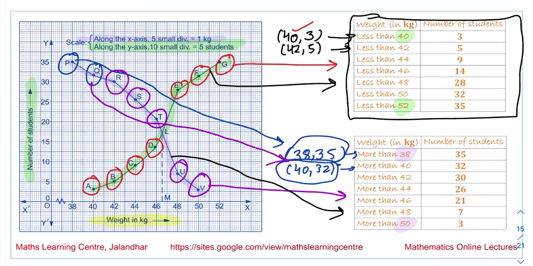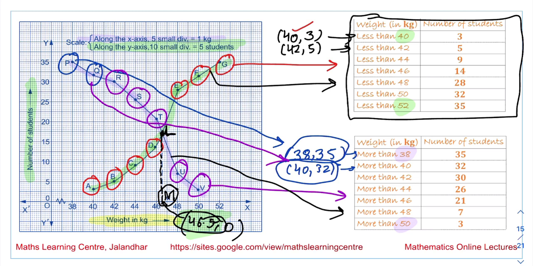Now the next thing we have to do is calculate the median. The point where these two curves intersect, we name as L, and we draw the perpendicular on the x-axis from this point and name this point M. This point M gives us the median value, and we can see from here that it corresponds to 46.5. So the median value here, this point M, is 46.5.